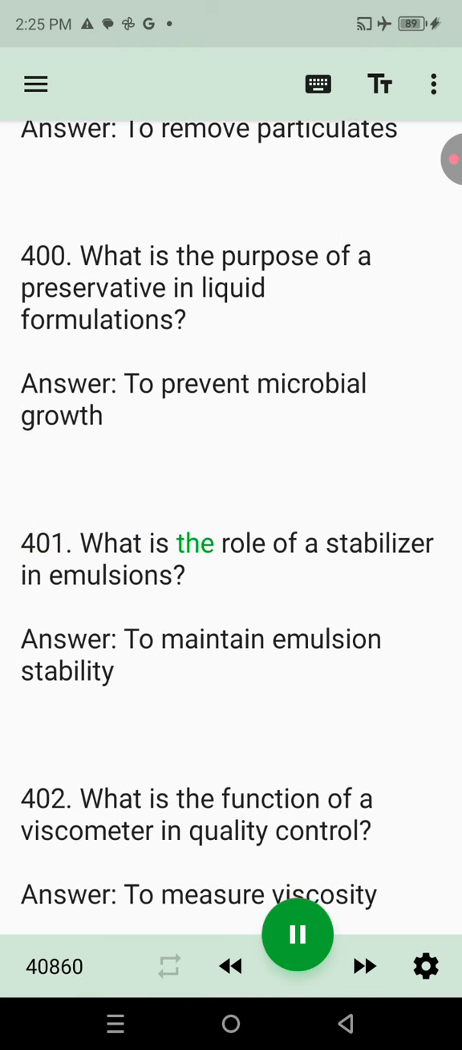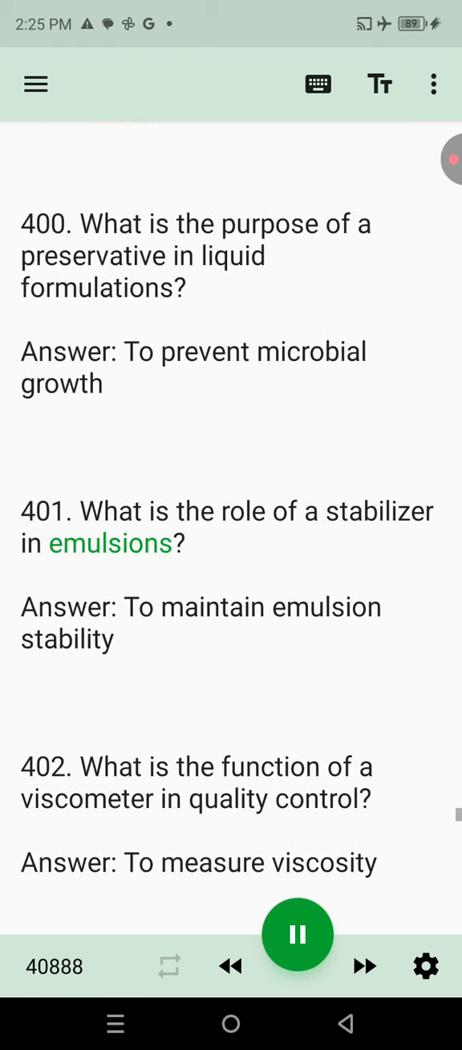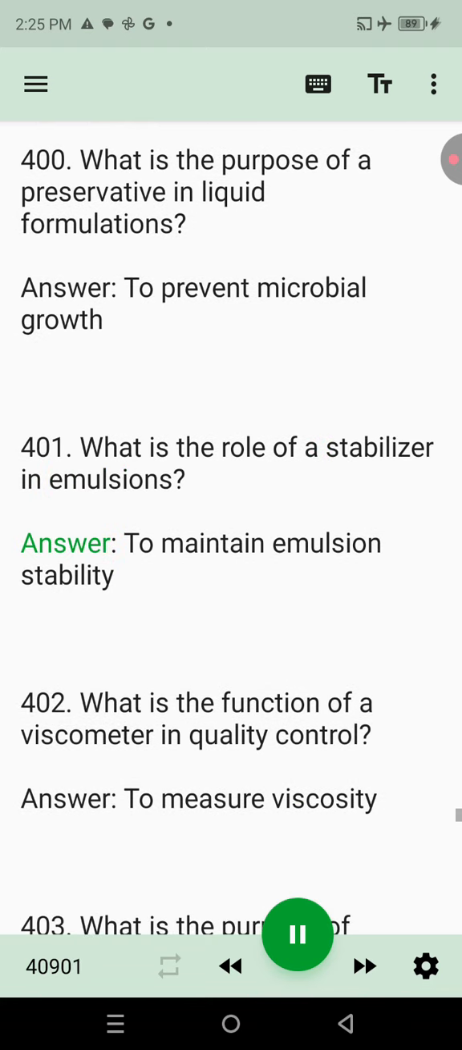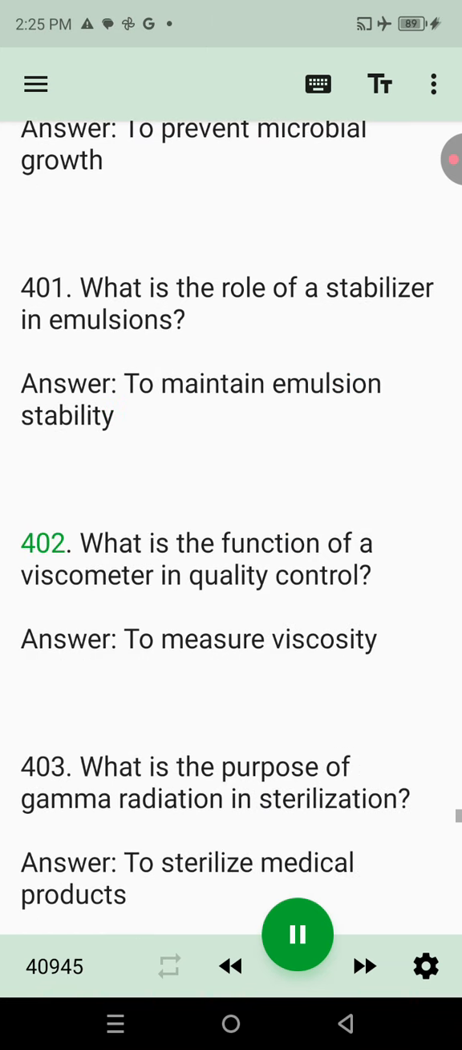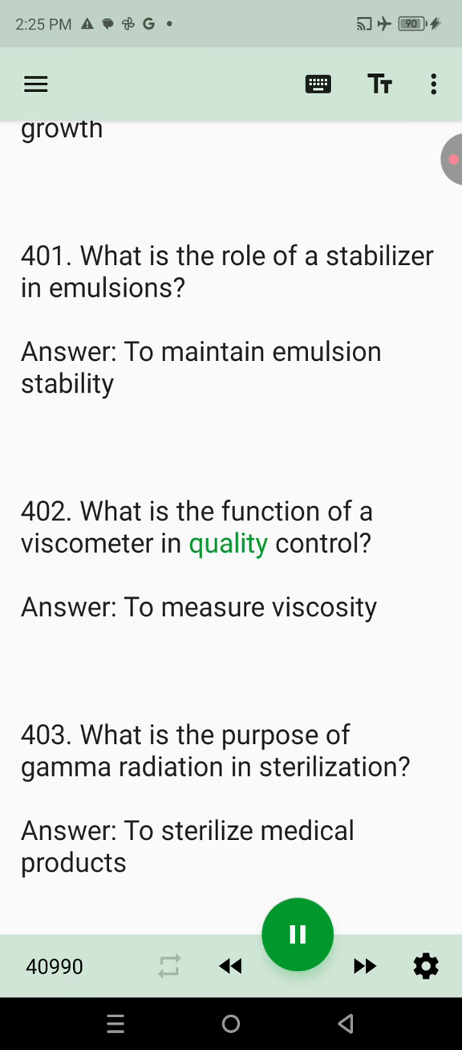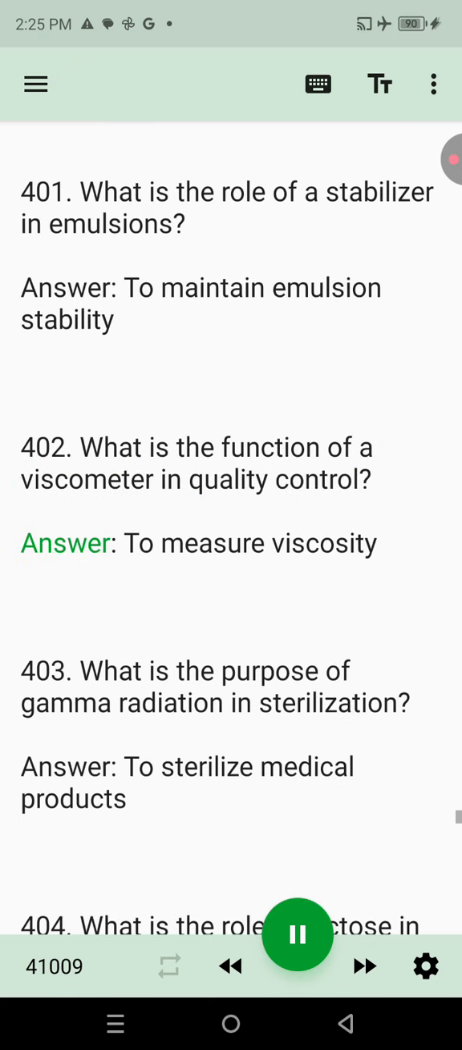401. What is the role of a stabilizer in emulsions? Answer: to maintain emulsion stability. 402. What is the function of a viscometer in quality control? Answer: to measure viscosity.